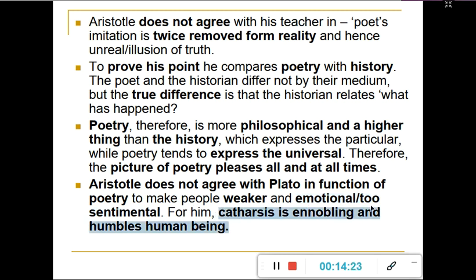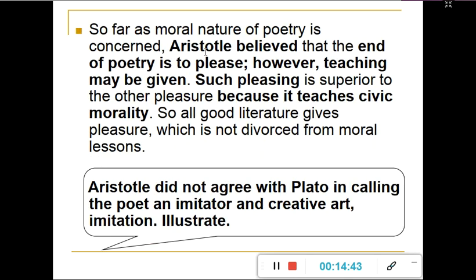Catharsis اللي هو to purify human being، التخليص الإنسان من ذنوبه من أي أخطاء هو عملها، بتحاول توصل الإنسان لسيرفايفل للنجاة. يبقى catharsis is ennobling and humbles human being. طيب أرسطوطل كمان بيقول إيه at the end of poetry؟ لاحظوا بقى هنا for as a moral nature of poetry، هنا ده something completely different.